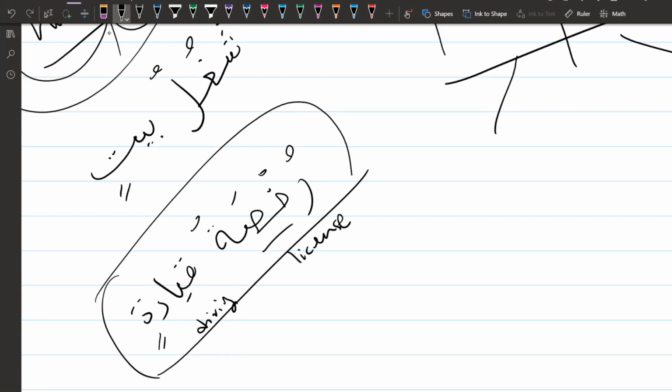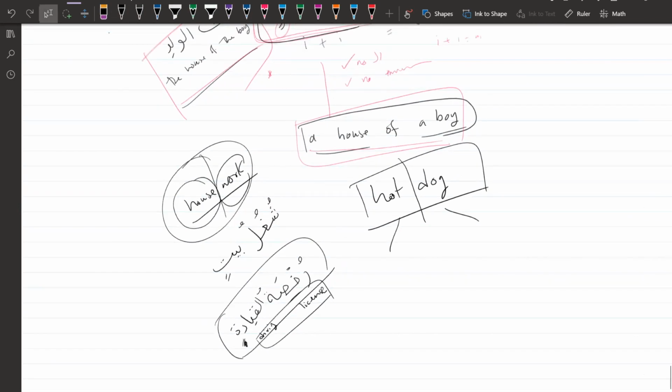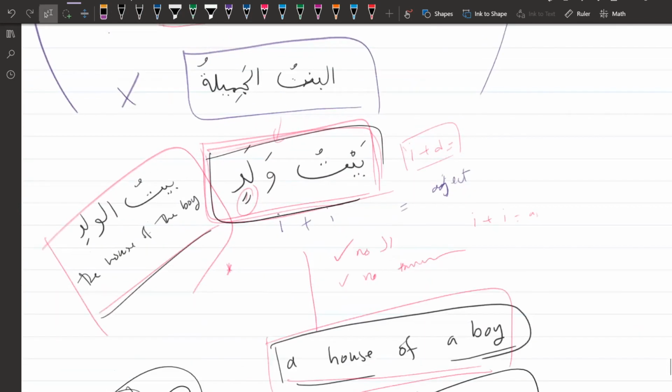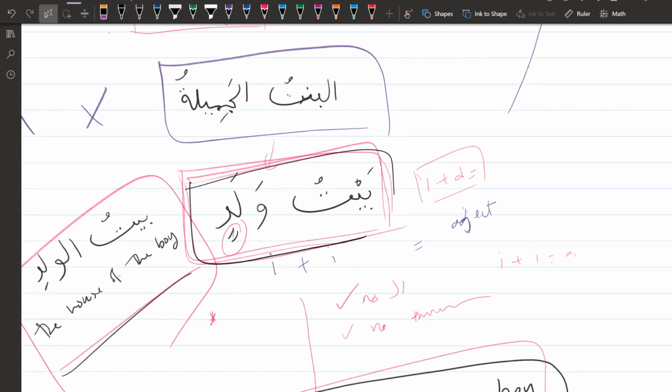So how would you say the driver license? Where is your driver license? Where is the driver license? You will just add alif lam here and you remove it. See, rukhsa to qiyada. So that would be the driver license, because you're looking at it as one word. Don't worry too much about this, but the main thing is that you make sure you know the rules and you also be aware of something being an indefinite idafa.